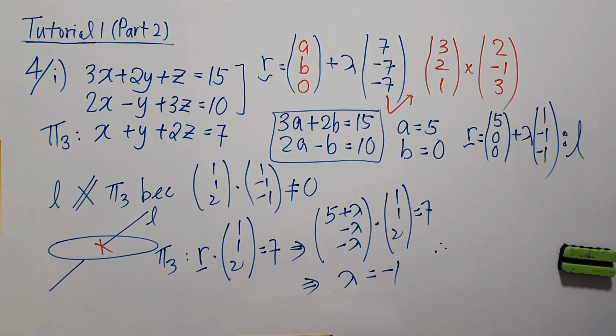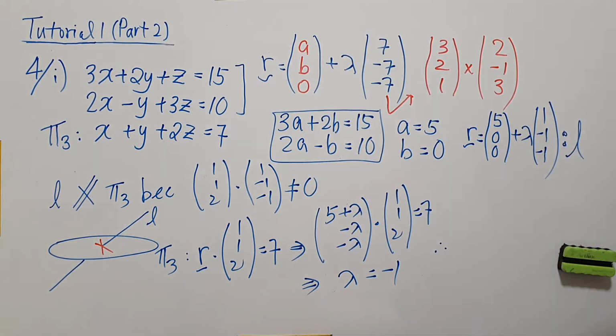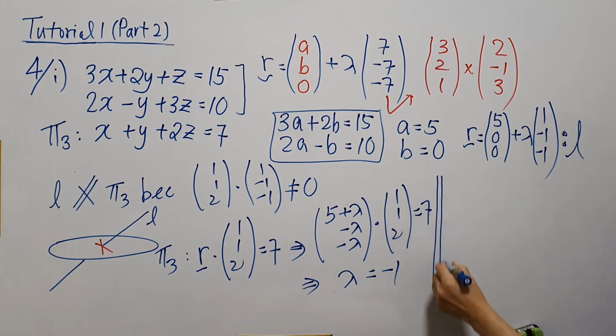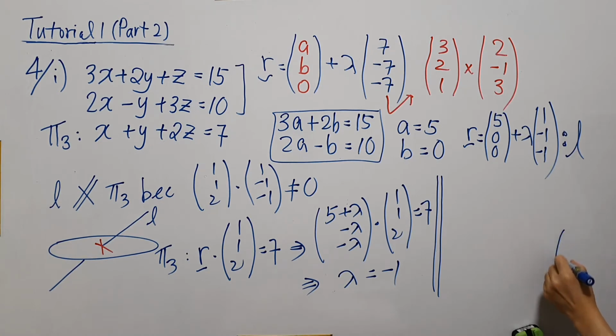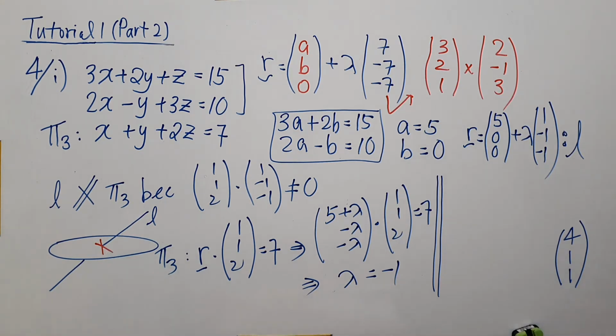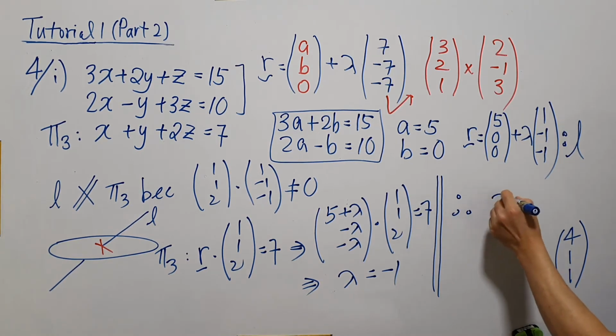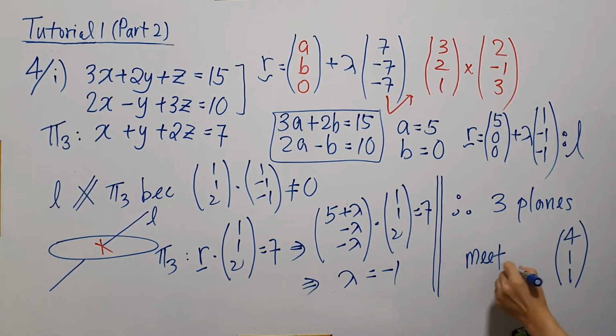Therefore, this line meets this plane at this point, and this point is what? This point is when I put lambda as minus 1. This point would be 4, 1, 1. So if this line meets this third plane at this point, 4, 1, 1, therefore the three planes meet at this point too.